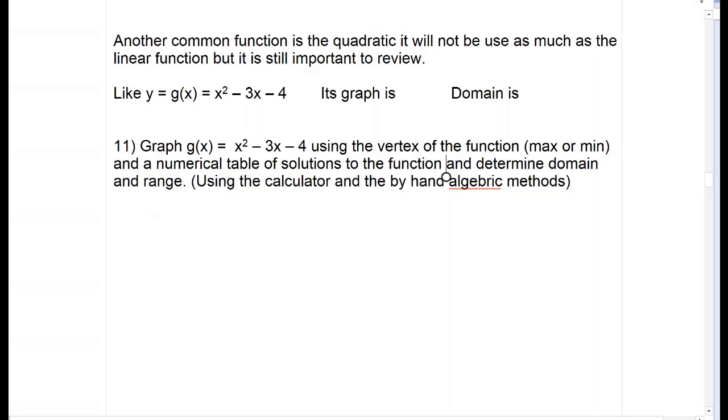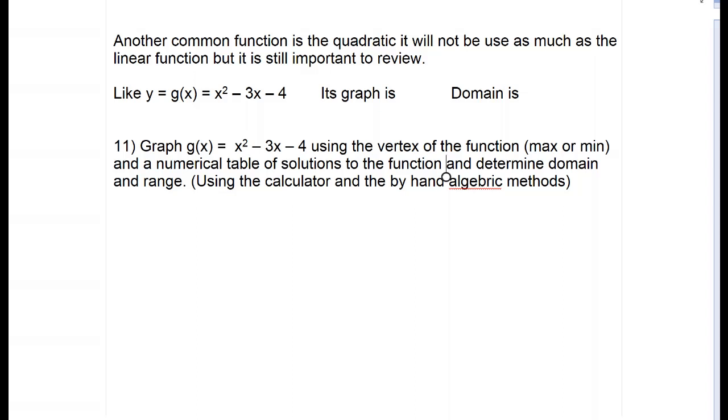Another common function that we're going to talk about in Chapter 1 is quadratics. Again, quadratic is something you should have seen many times in your algebra history, in your math history. You should have talked about how to factor quadratics, solving quadratic equations, and graphs of quadratics. We're going to hit the basics, and we're going to stick to solving using the graphing calculator.